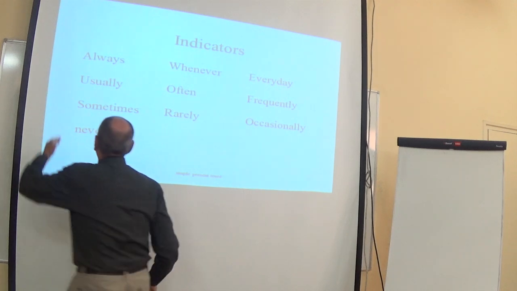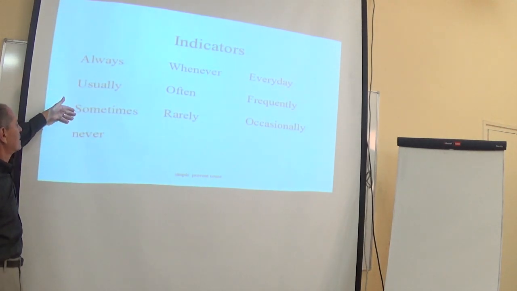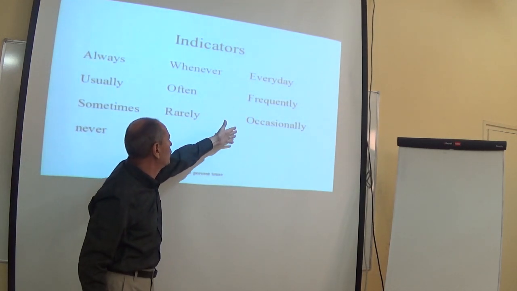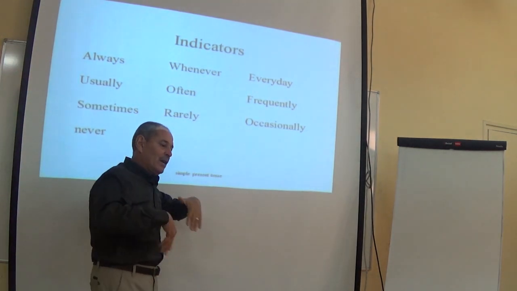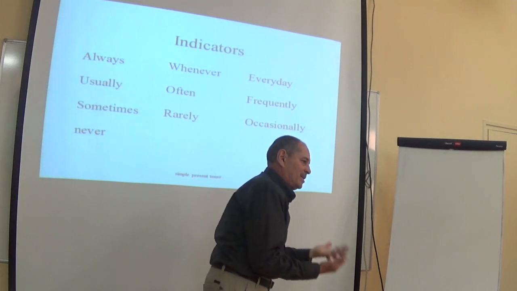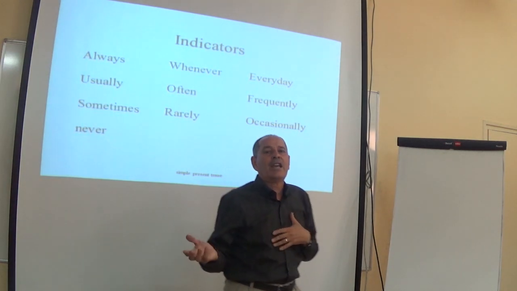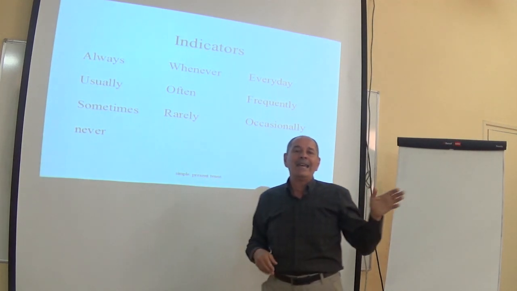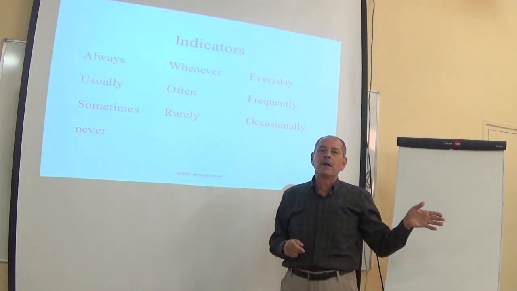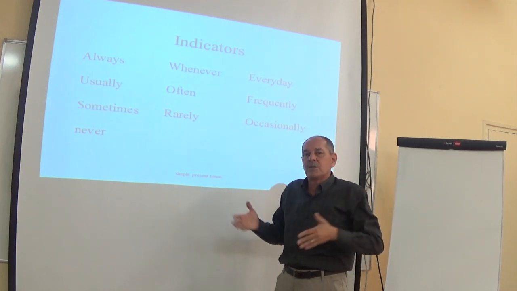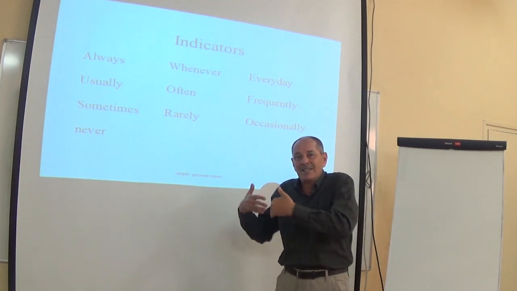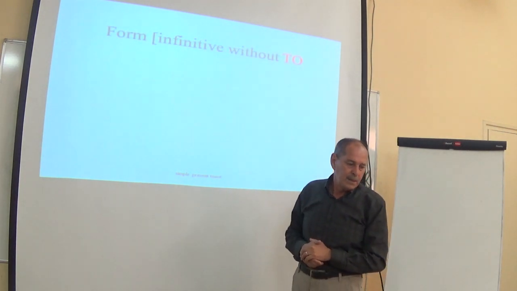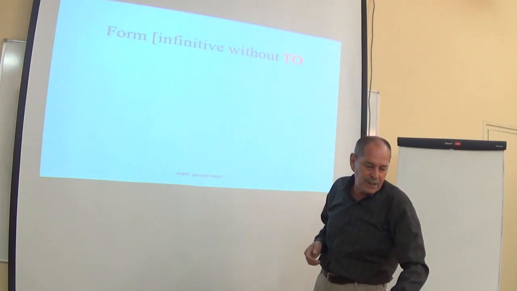For example, you have always, usually, sometimes, rarely, often, never, frequently, occasionally, every day. So they indicate habits. And yes, you can have them in a negative meaning when you say never. I never drink sodas. So this is a habit. That's it. Absence of action. Right. Okay. So the form is, as we said, infinitive without to.